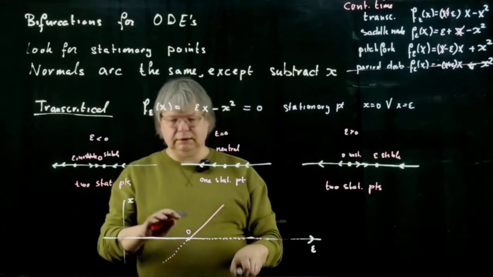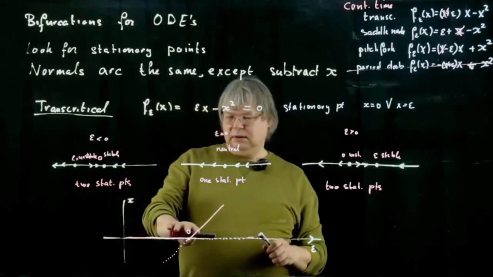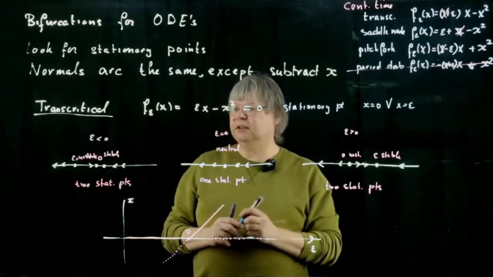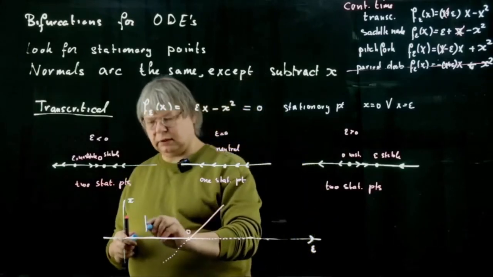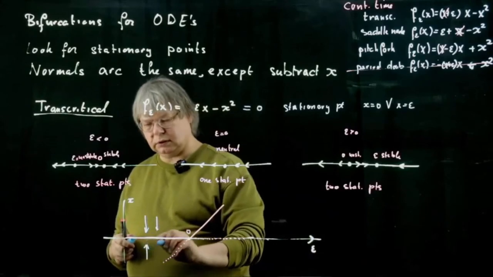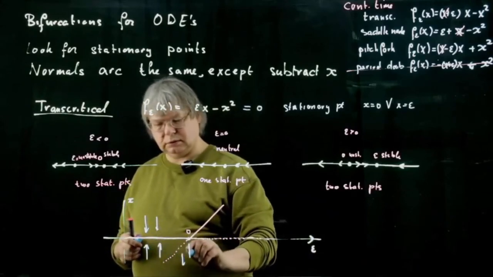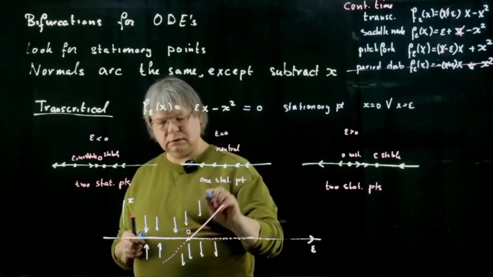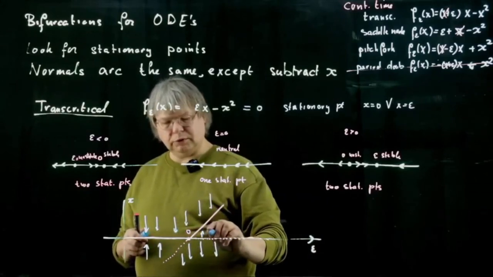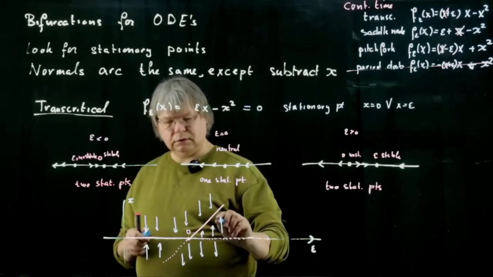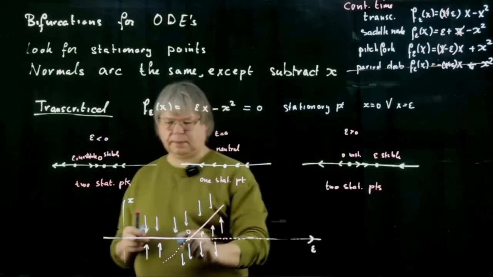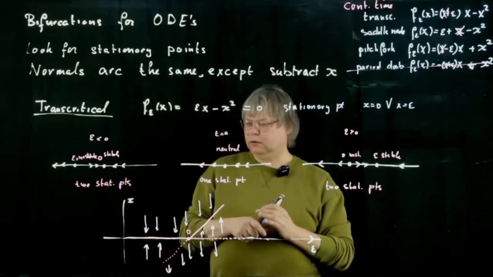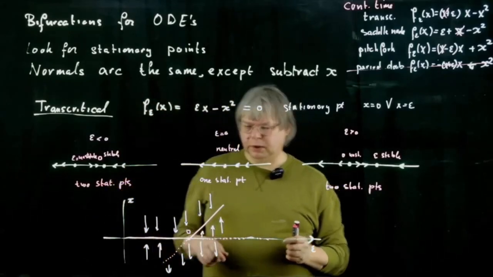So again, the stability of the two fixed points when they merge is exchanged. And the arrows that you see are like this. And between the curves, they flip. Okay, so two more bifurcations to go.